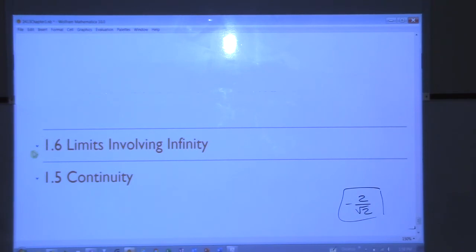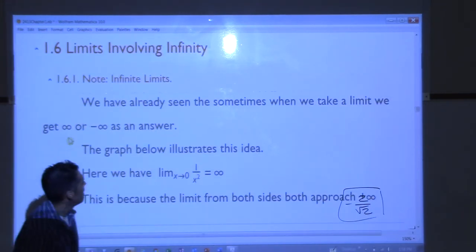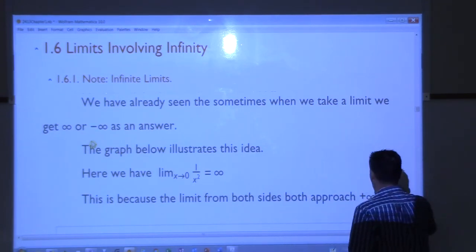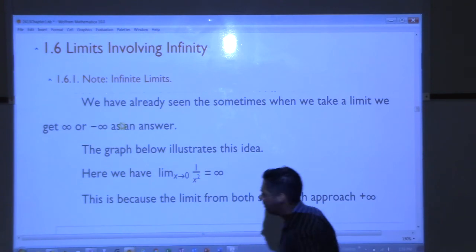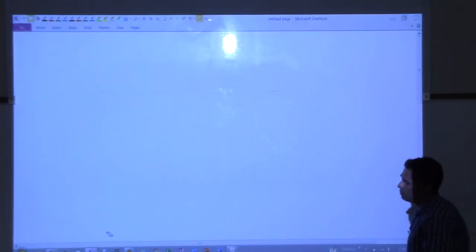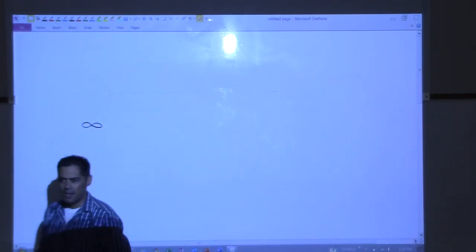So we're still doing limits, all right? Still doing limits. But now we get to play with infinity. So maybe we should talk about infinity briefly before we get into this. So what is infinity? It's a concept, right? It's an idea, right?